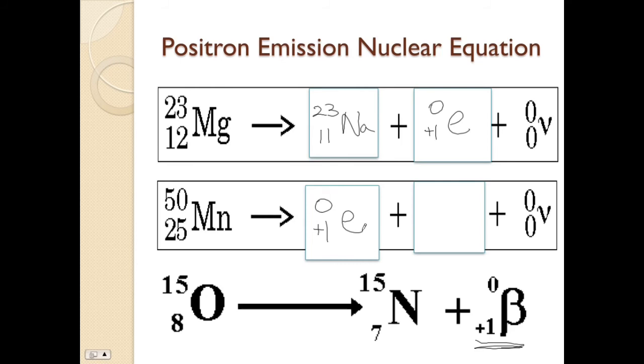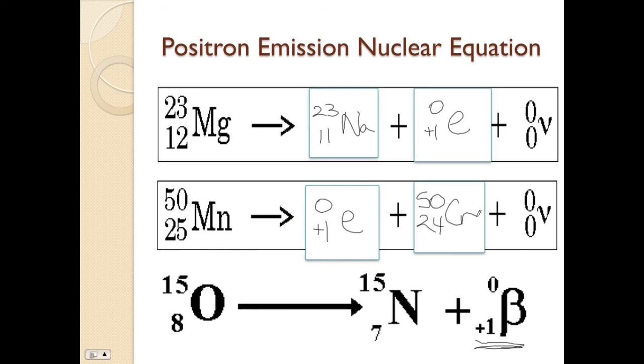So top numbers are the easy parts. 50 on the other side. On the bottom, I want to do 25 minus 1, which is 24. Atomic number 24 is chromium, Cr. There we go. So this is positron emission, because it's giving off a positron, a positive particle.